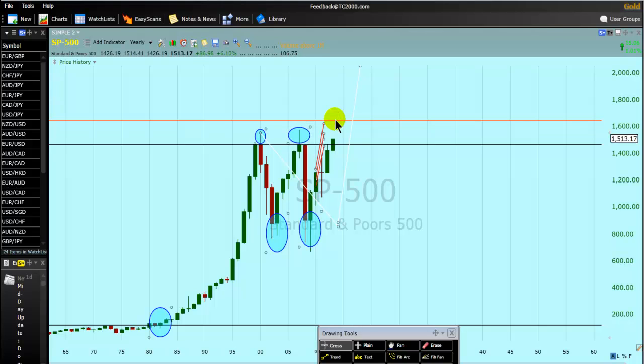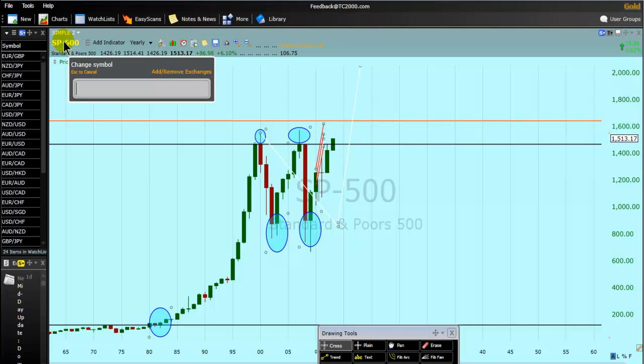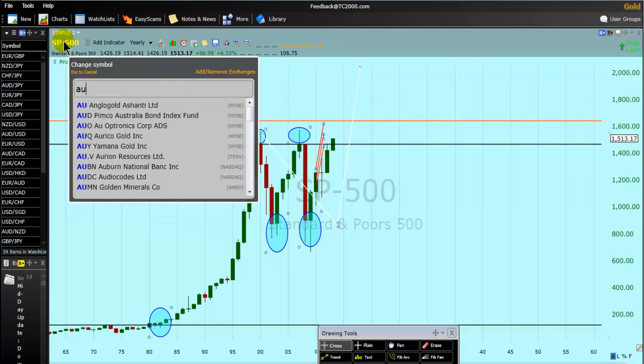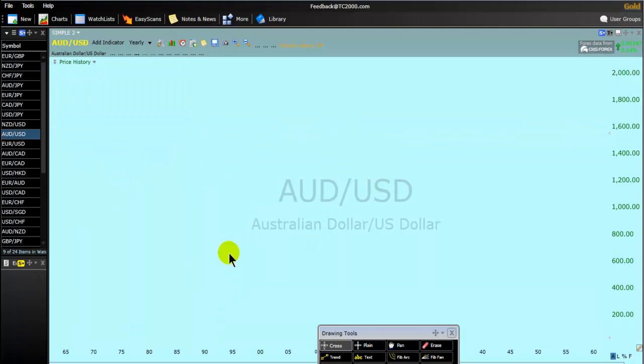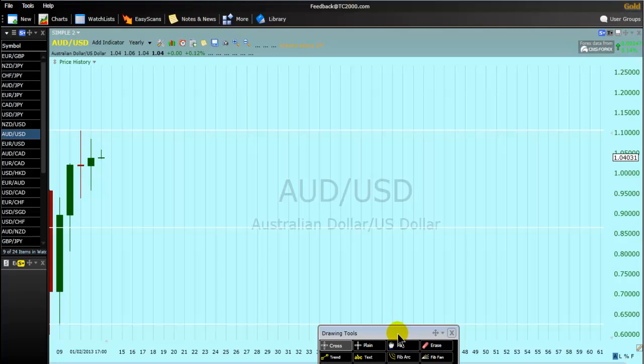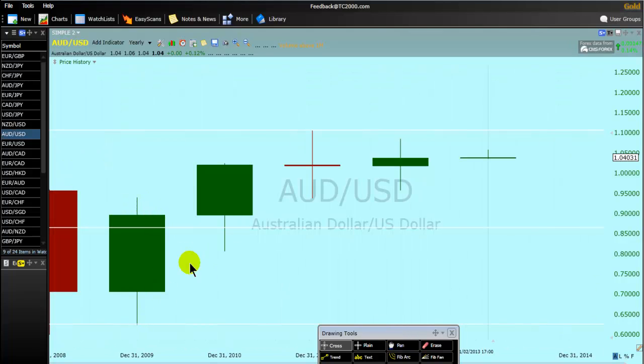Very, very important. The next candidate, ladies and gentlemen, moving on very fast. We'll look at the Australian dollar, US dollar currency pair. I will go to the yearly chart again for this currency pair. On the yearly chart is what we see.